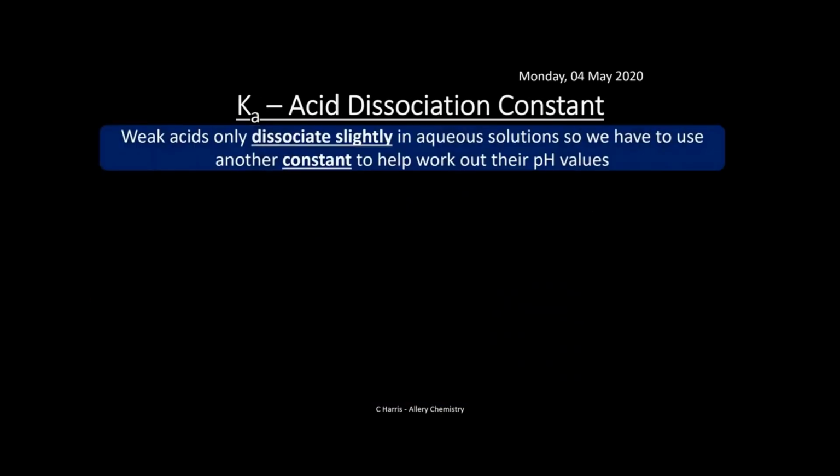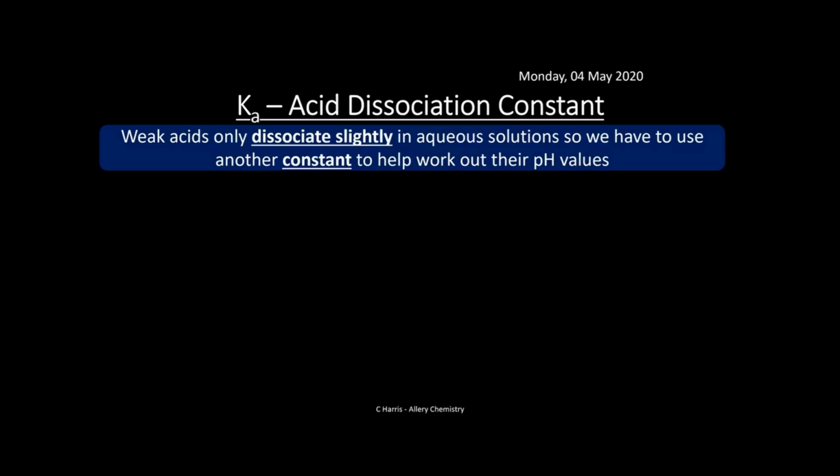Okay, so Ka, acid dissociation constant. Weak acids dissociate slightly. Now you'll use this formula when you're working out the pH of a weak acid. The ones that we've seen just before are a strong acid and a strong base, which is fairly straightforward because you can assume they fully dissociate. The problem is with weak acids, they don't fully dissociate, so it's a little bit trickier to calculate the pH of that.